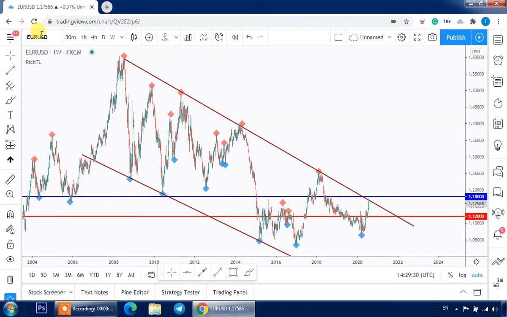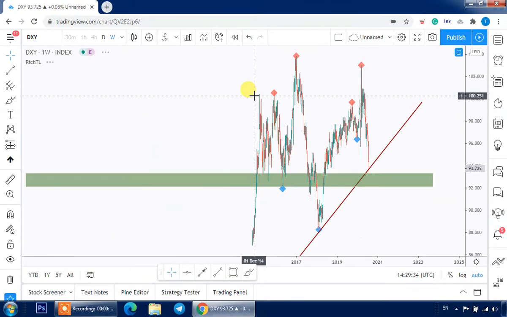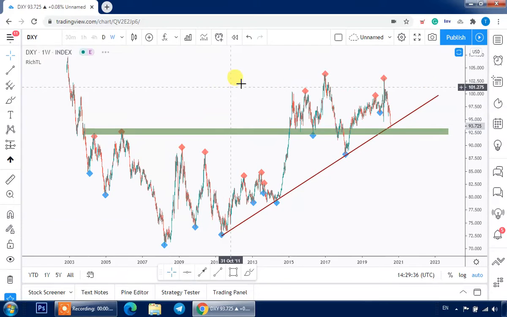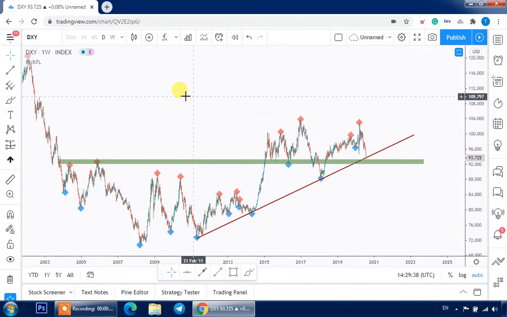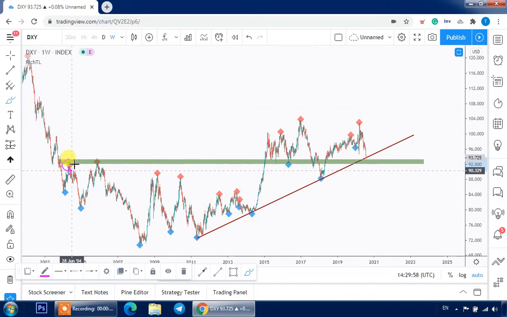To analyze EURUSD, first of all we have to check the DXY index, which is the USD index, and it's obviously negatively correlated with EURUSD as the USD is sitting in the quote of the pair EURUSD. So first of all, as you can see, price is overall bullish, trading above this brown trend line, which acts as non-horizontal support area, and we also have a support zone in green.